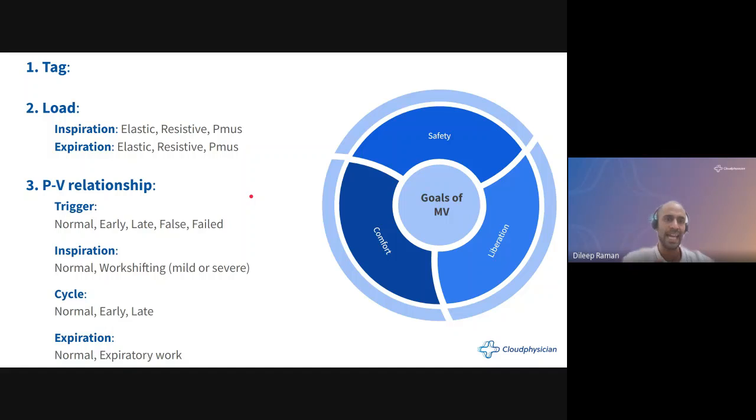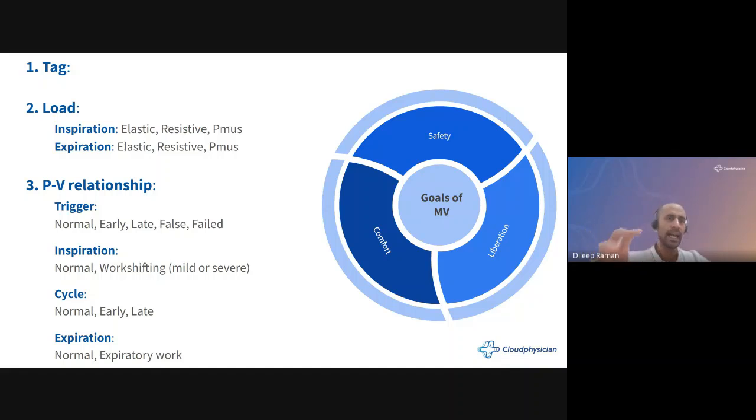We first tag the mode, which is the actual classification of what the mode is supposed to do. Then we define the type of load on the patient. So in inspiration, is it elastic, like ARDS, for example? Is it resistive, which is COPD, meaning due to bronchospasm or obstruction? Or is it PMUS, where there is a lot of effort? So these are the three types of loads, and we check the inspiration for these three types of loads, and we check the expiration also for these three types of loads.